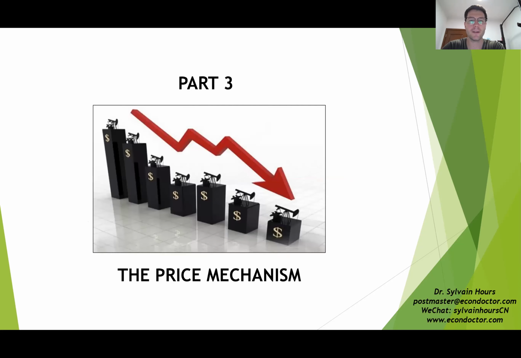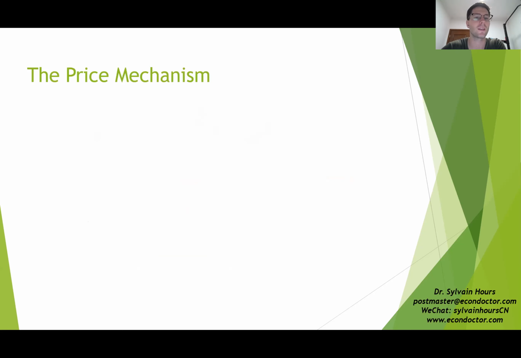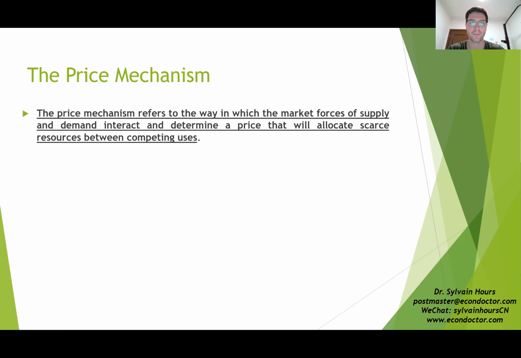Right, let's talk about the price mechanism. So it's actually a pretty simple idea. But the problem is that in textbooks, it's often very unclear. So I'm going to try to make it as clear and straightforward as possible. So what is it? Let's start with a definition.